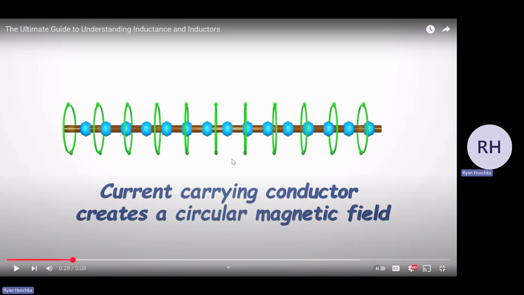All right, so you can see there that you're using your right-hand rule. If you have your current going from right to left, it makes sense that those green circles are the magnetic field in the correct direction.